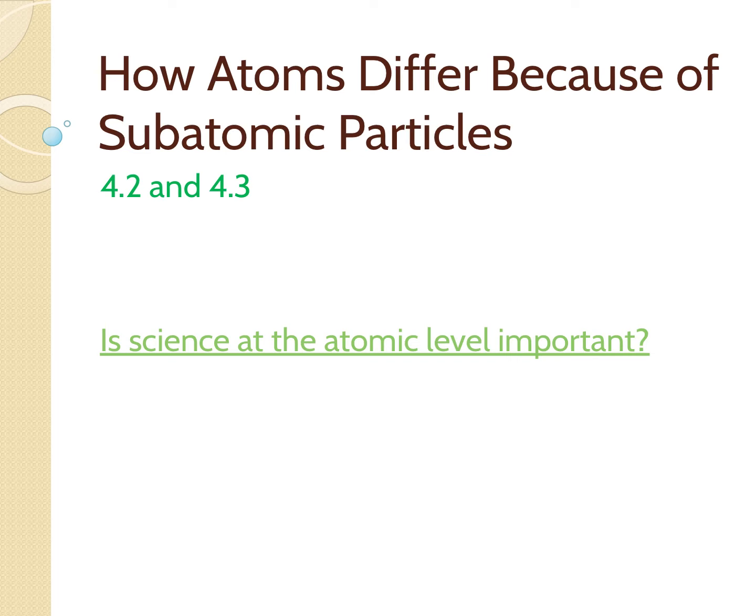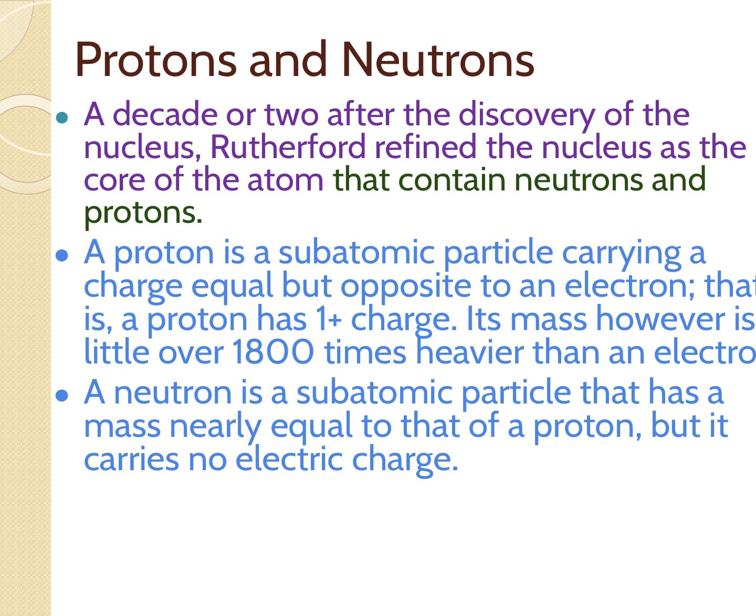The question is, is science at the atomic level important? Obviously, we know the answer is yes, because the atom makes up everything, but let's get into it in more detail. So protons and neutrons make up the nucleus of the atom. They contain most of the mass of the atom because the nucleus is where 99% of the mass of the atom is. The electrons are on the outside. Once again, please know, neutrons are neutral, they have no electrical charge, okay?